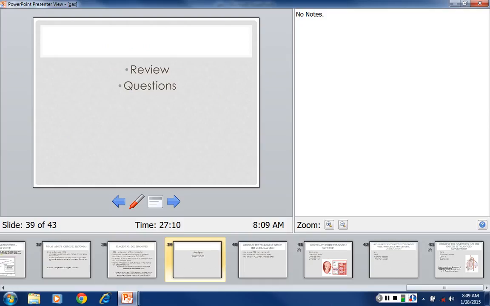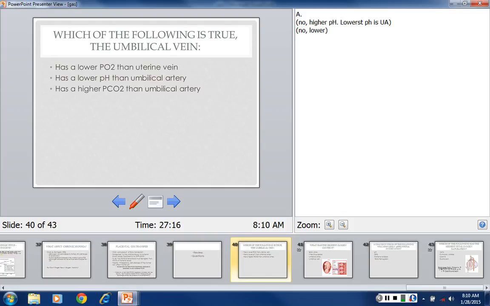So to go over some questions, because we went over a lot of stuff, which of the following is true? The umbilical vein has a lower PO2 than the uterine vein. The umbilical vein has a lower pH than the uterine vein. Or the umbilical vein has a higher PCO2 than the umbilical artery.